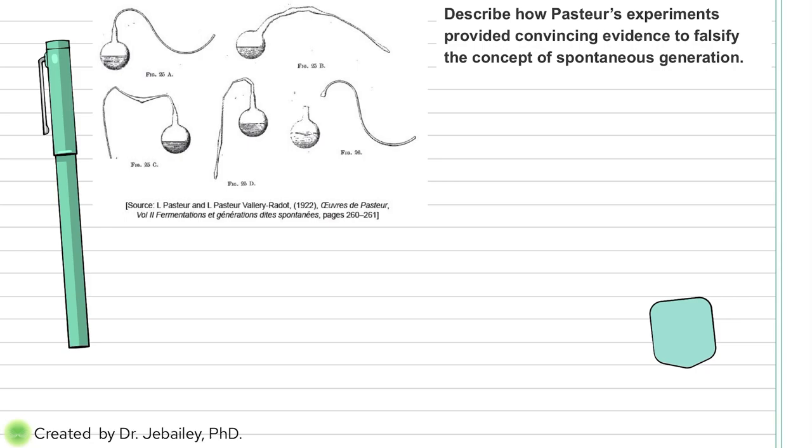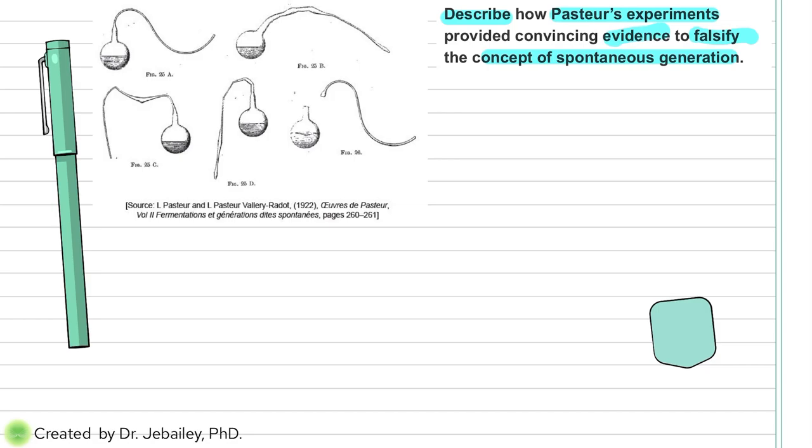So this question is asking you to describe how Pasteur's experiment provided convincing evidence to falsify the concept of spontaneous generation. So when you see this question, one of the most important things is to talk about Pasteur's experiment. But first, what is the concept of spontaneous generation?